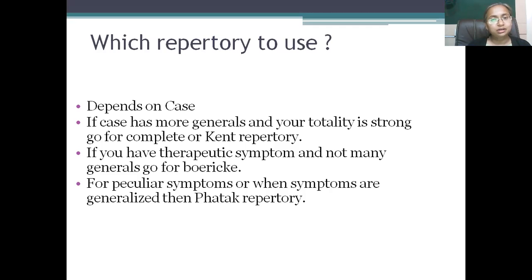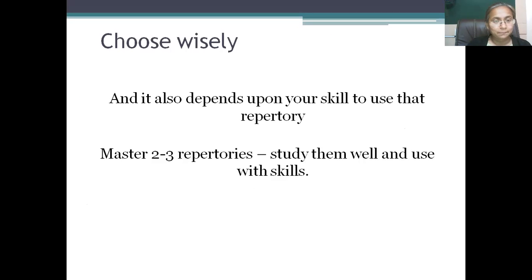Okay, so the use of repertory depends upon the type of the case, basically, and you have to choose very wisely. And it also depends upon your skill to use the repertory. If you don't know anything about repertory, don't go and use that repertory. First master the skill, the art of using that repertory, and then apply that. Second thing I want to tell you is, you have to master at least 2 to 3 repertories. Study them well and use them with skill. That will really help in your practice. It will make your practice way better.